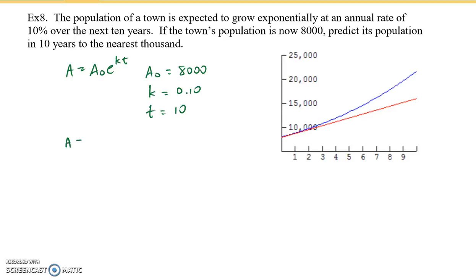So A is the future population, and that would be computed as 8,000 e to the 0.10 times 10. That is 8,000 e to the 0.1 times 10, which is 1. And I just realized I failed to mention to you how we compute e to a power. I should mention that to you.